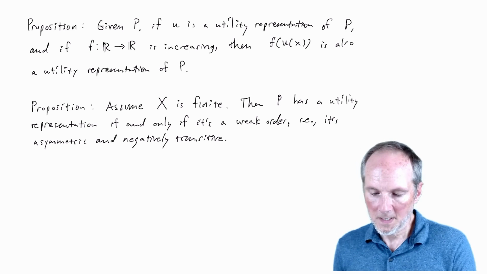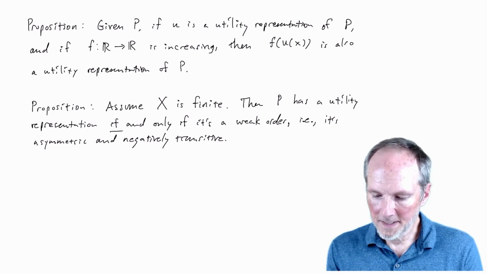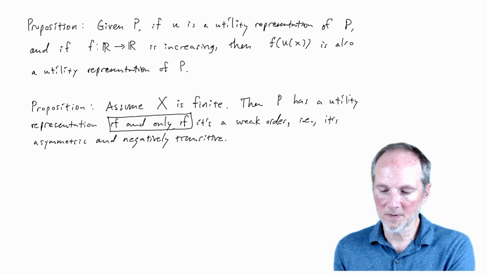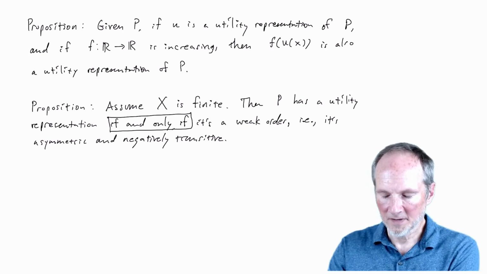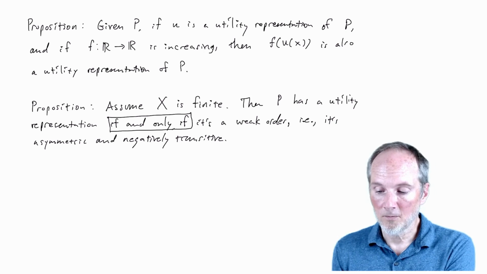Okay, so this is an if and only if statement here. What that means is that this result, assuming a finite number of alternatives, gives us a complete understanding of which preference relations have utility representations, okay? Because it's an if and only if, it goes both ways.